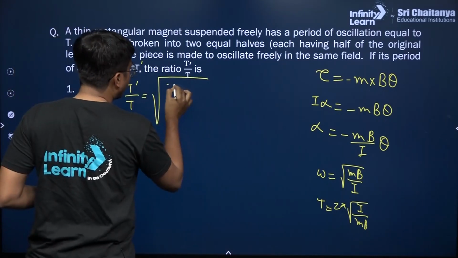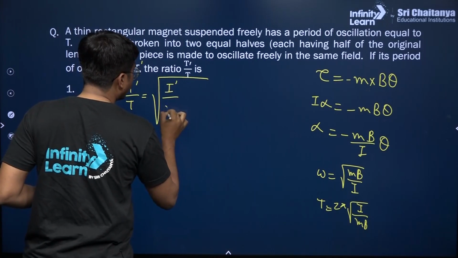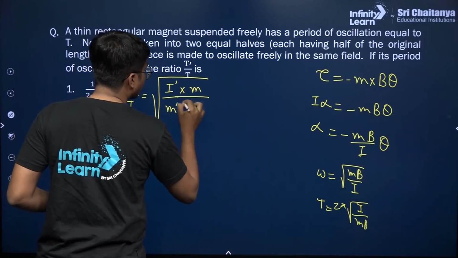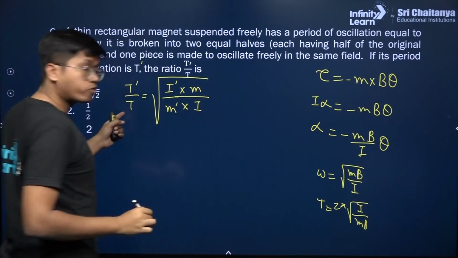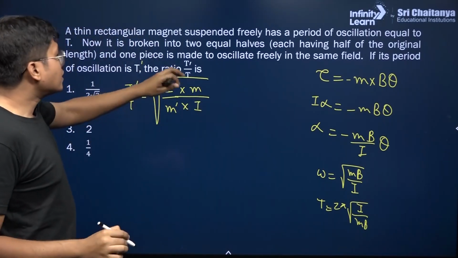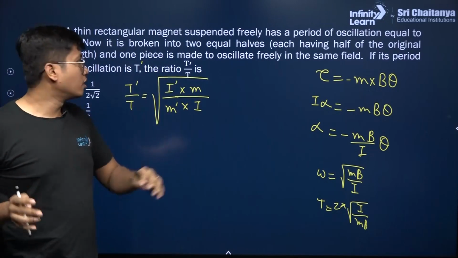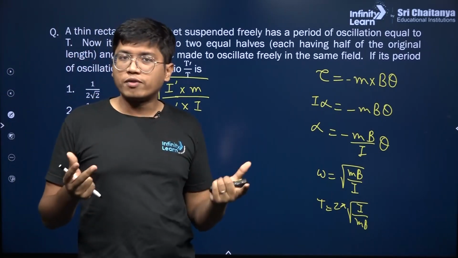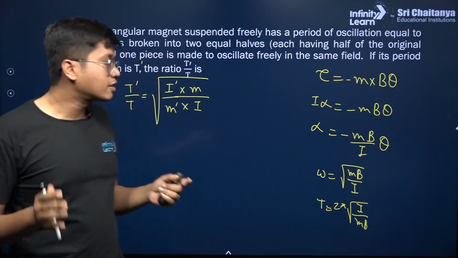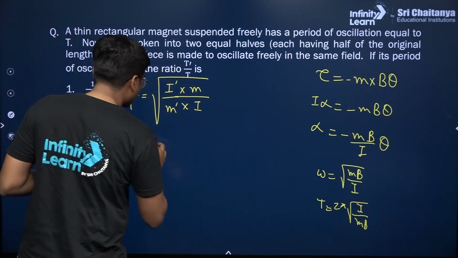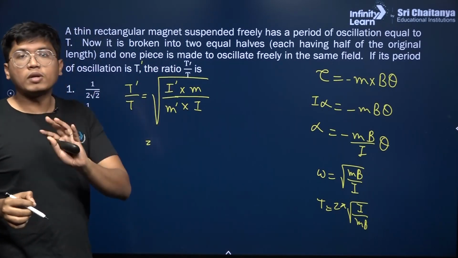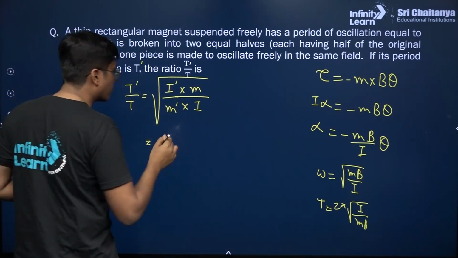So up top you would have I dash by M dash, and here you would have M divided by I. That comes from T over here. Now I dash, it doesn't even matter what kind of thing it is with a rectangular magnet, whether you use ML square by 12 or not, because all those factors will cancel out. The only thing that matters is that it will depend on ML square, right? Mass into length square. That is the only dependence that we need.